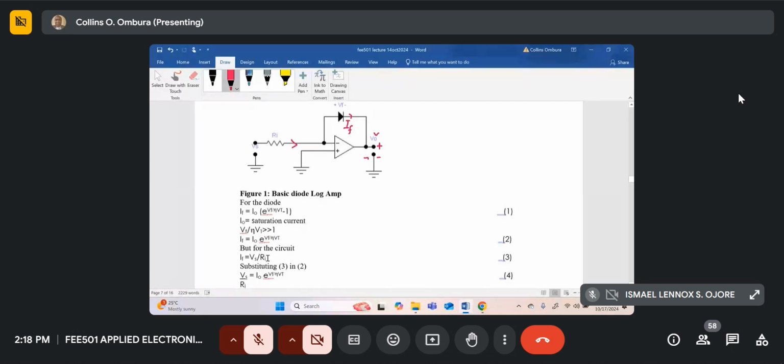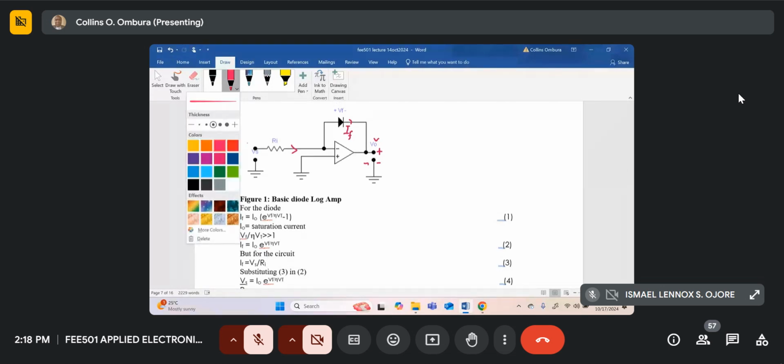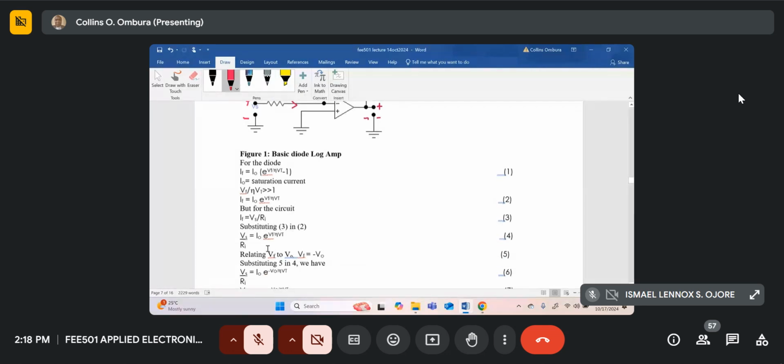So this circuit will only work for this side positive, and this side negative. So if you substitute this result 3 in equation 2, then we have Vs over R1 is I naught e to the Vf divided by neta Vt.